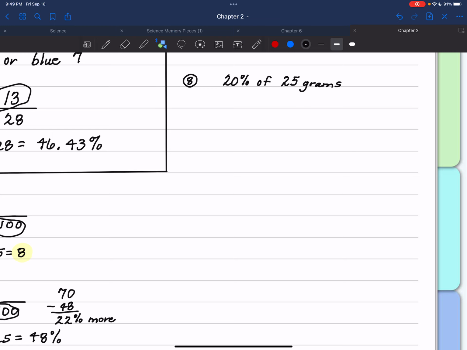So I'm going to set up a proportion where 100 is built in and the percent goes over that. 25 goes down there, and here comes the multiplying. So 25 times 20 is 500 divided by 100. So that is 5 grams per serving.